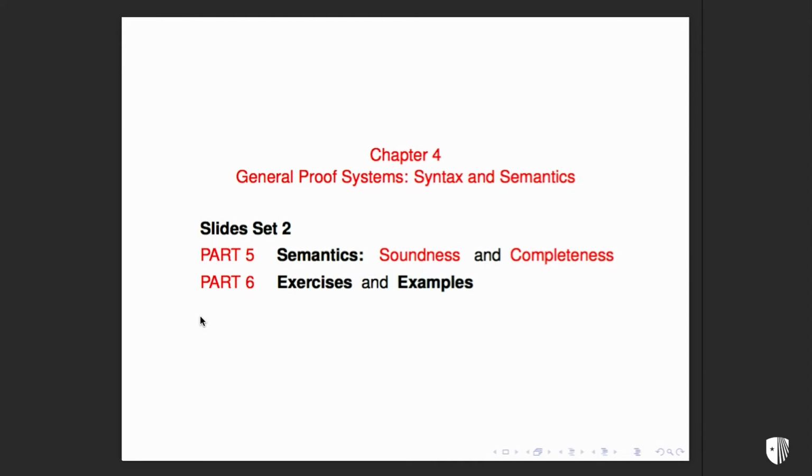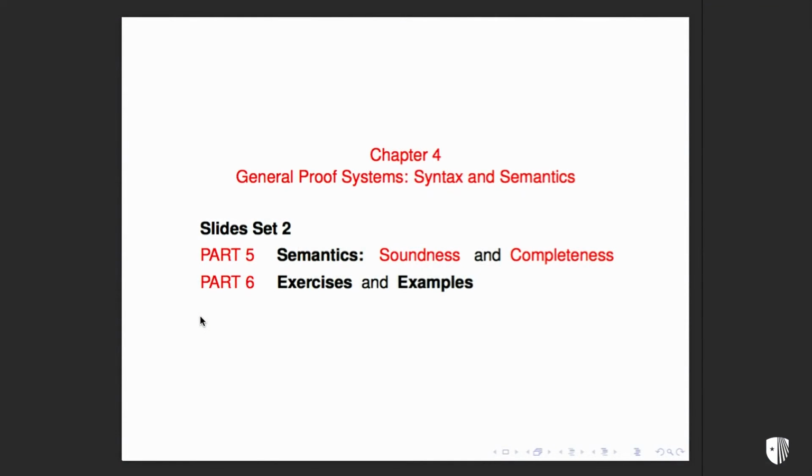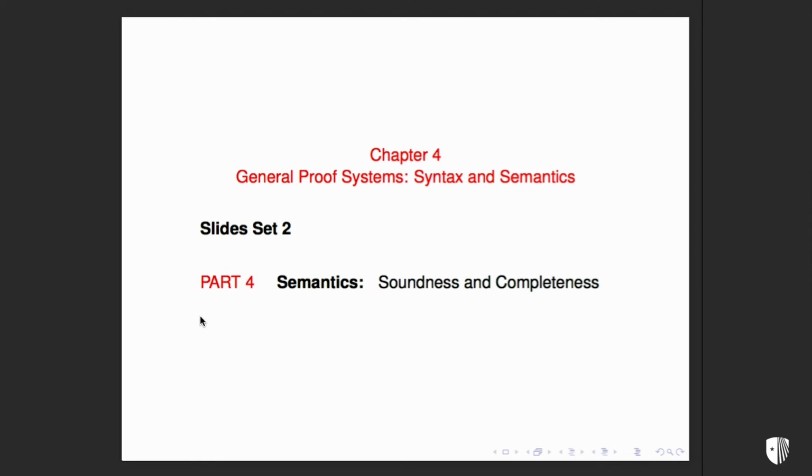Chapter 4, the last two parts. Part 5, we are going to talk about semantics. The chapter is General Proof System, Syntax, and Semantics. So now we do the semantics, and we'll talk about the notions of soundness and completeness, how you prove them and what they mean. And part 6, just a few exercises and examples. So semantics.